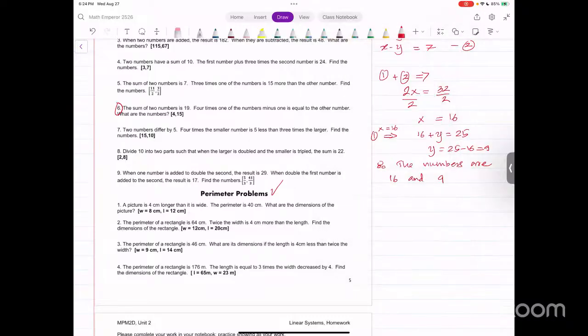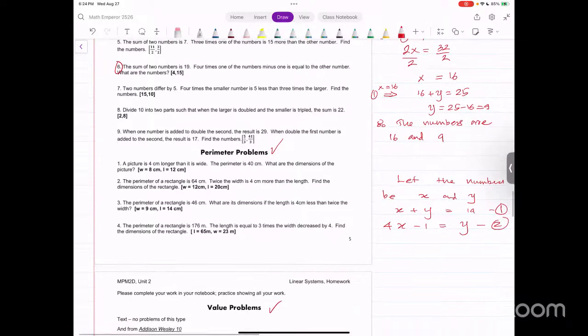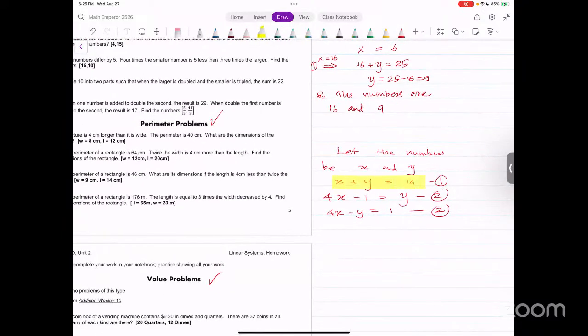So the sum of two numbers is 19. So let the numbers be x and y. So x plus y is equal to 19. The next one, 4 times one other number, minus 1 is equal to another number. So I'll call this equation number 2. Now we cannot really keep it like that, so we're going to move the y to the other side. If I move the y to the other side, 4x minus y is equal to 1. Still the same equation. It's not a new equation. We rearranged it.